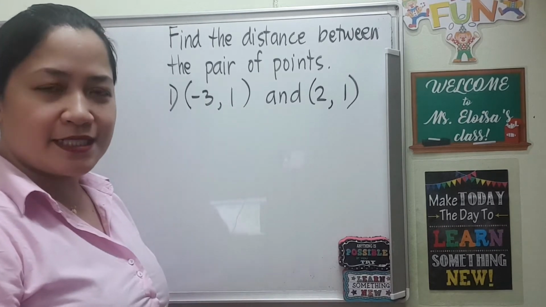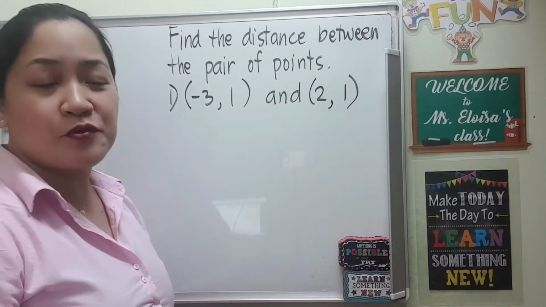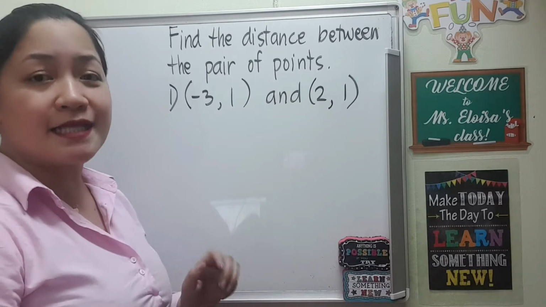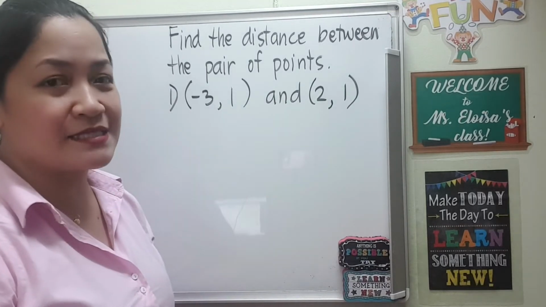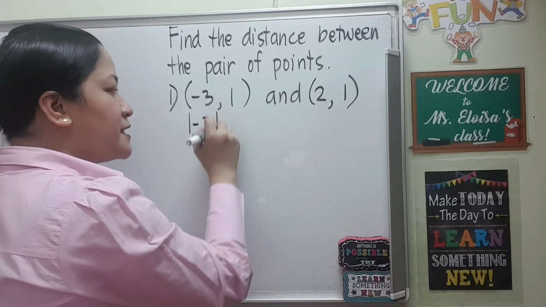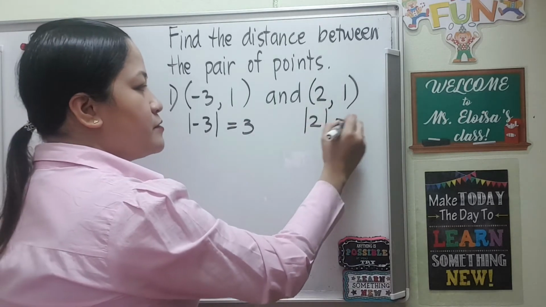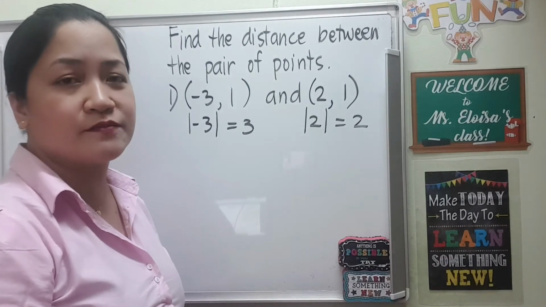So which coordinates are the same? Okay, the y coordinates are both 1. They are the same. That means we will be using the x coordinates for the distances. Just find the absolute value of the x coordinates. So we have here, absolute value of negative 3 is 3. And then absolute value of 2 is 2. Then you have to decide whether you are going to add or subtract.